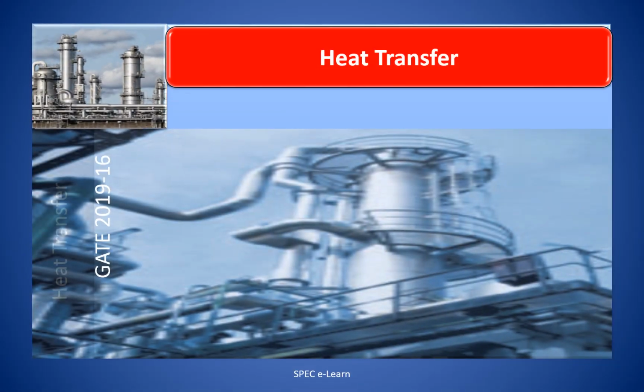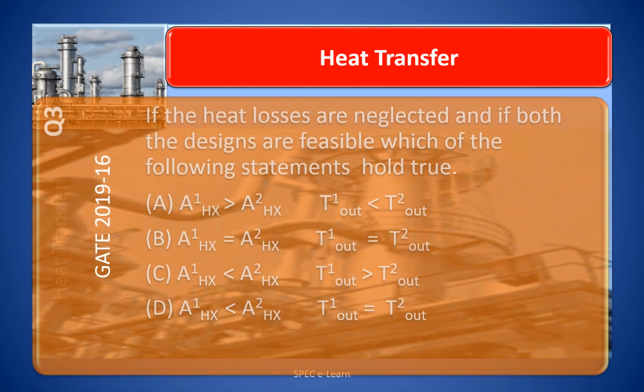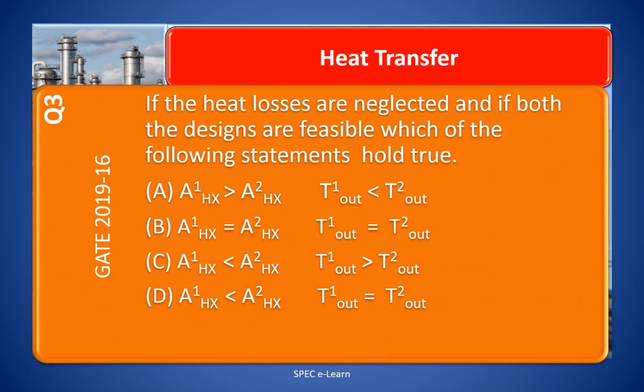If the heat losses are neglected and if both the designs are feasible, which of the following statements hold true? Option A, A1HX greater than A2HX and T1 out less than T2 out. Option B, A1HX equal to A2HX and T1 out equal to T2 out. Option C, A1HX less than A2HX, T1 out greater than T2 out. Option D, A1HX less than A2HX, T1 out equal to T2 out.